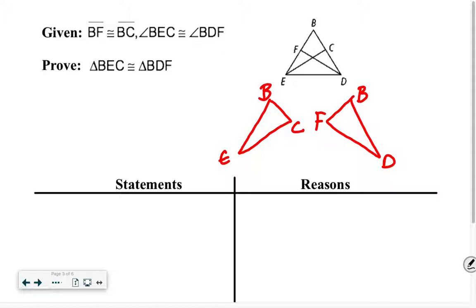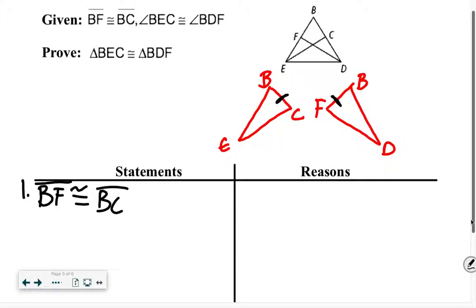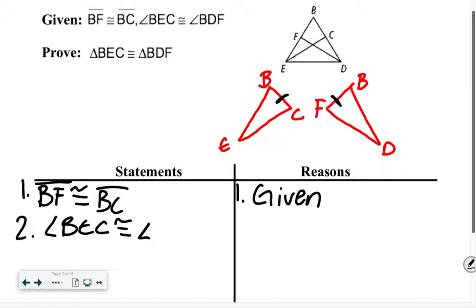First thing we're going to write in our statements is what? The given part, which is BF is congruent to BC, and mark it in your drawing. What else can I say? Angle B equals angle B. Angle BEC is congruent to angle BDF. Yeah, let's do that one first. Angle BEC is congruent to angle BDF, and I know that because why? We'll mark that one as well.